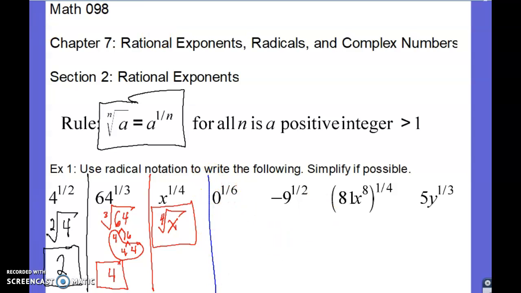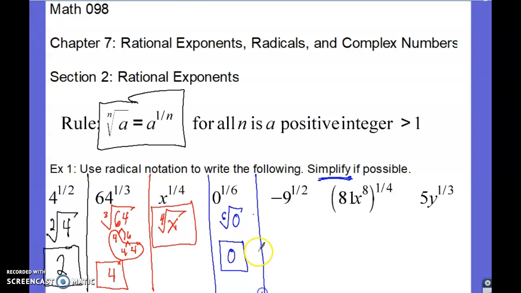Now this next one is pretty straightforward. It's the 6th root of 0, but any root of 0 is going to be 0. So that's what they mean by simplify if possible.